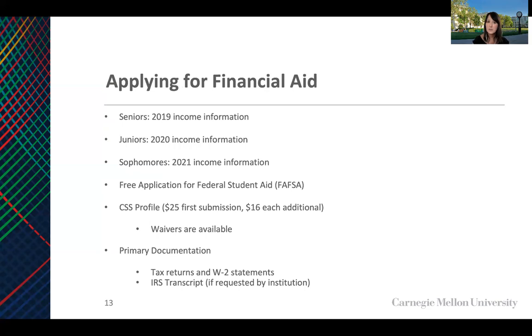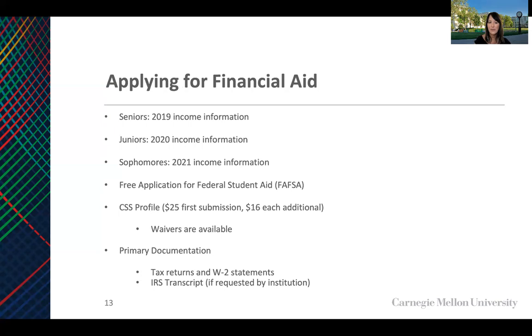So some things to remember when you're applying for financial aid. For those of you that are seniors this year, or rising seniors, you will use your 2019 tax income. Juniors will use 2020 tax income. Sophomores will use 2021 tax income. Remember, the one application that all schools are using is the Free Application for Federal Student Aid, the FAFSA. Free, I cannot state that enough. It is a free application.